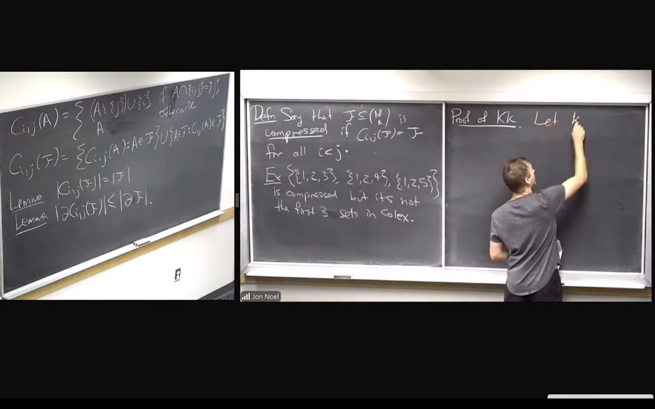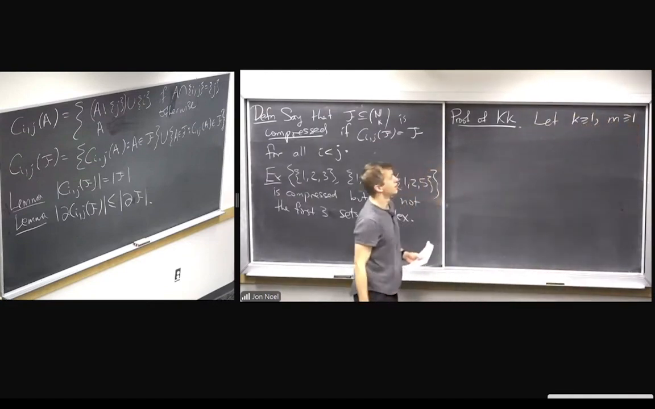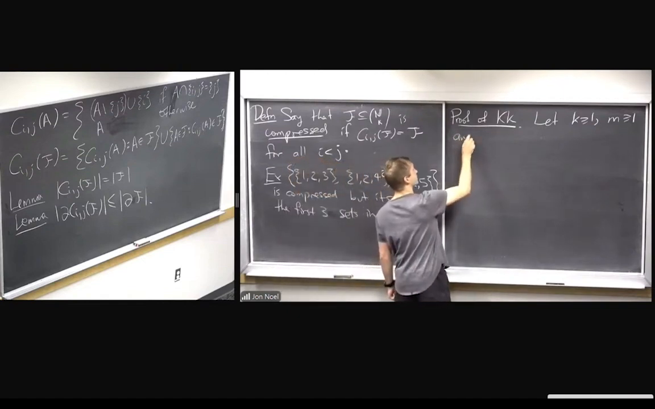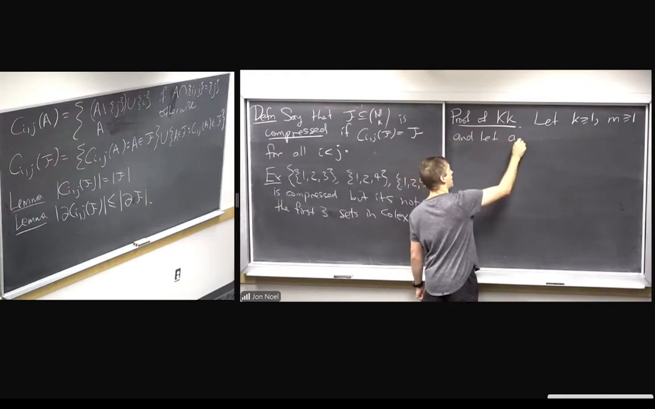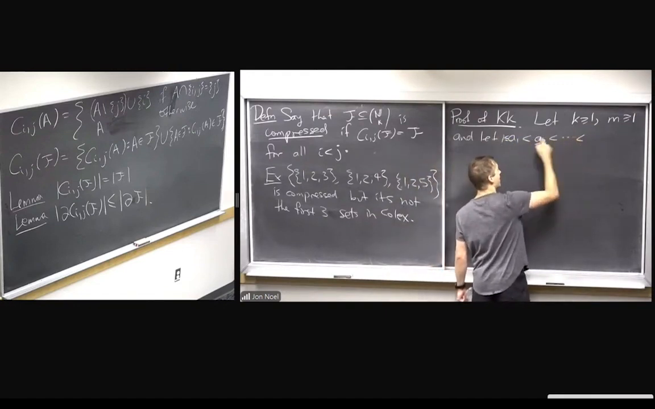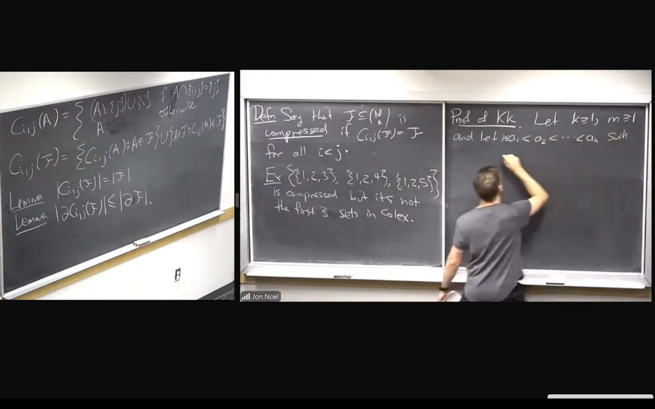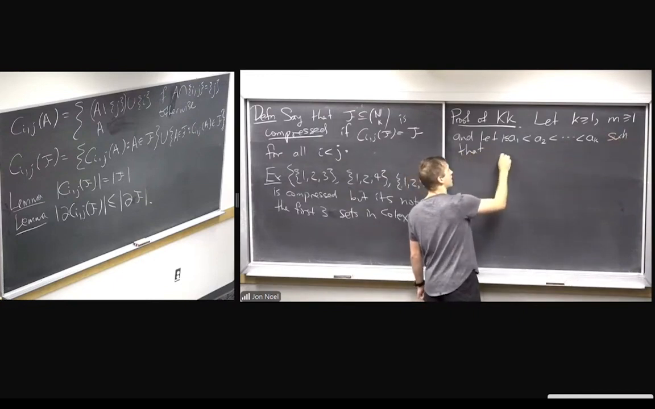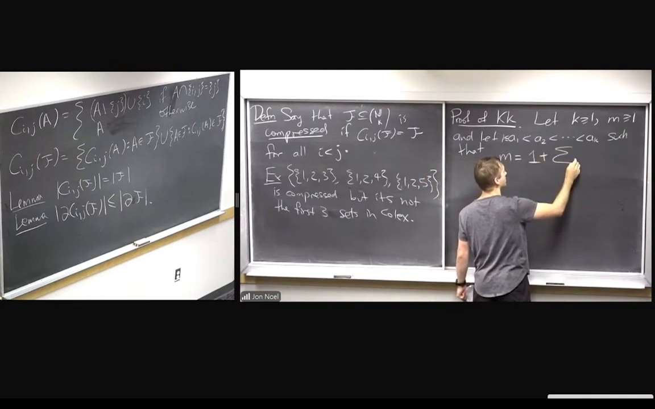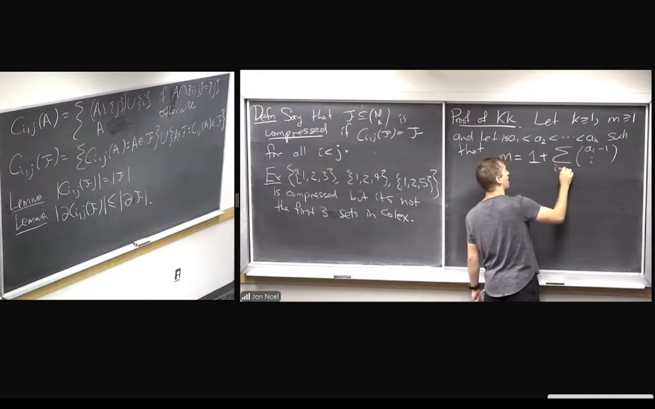Let A be at least one, and M be at least one. And let A, so one is at most A1 less than A2. So I've got an increasing sequence A1 up to AK such that M is equal to 1 plus the sum of AI minus 1 choose I, for I equals 1 to K.